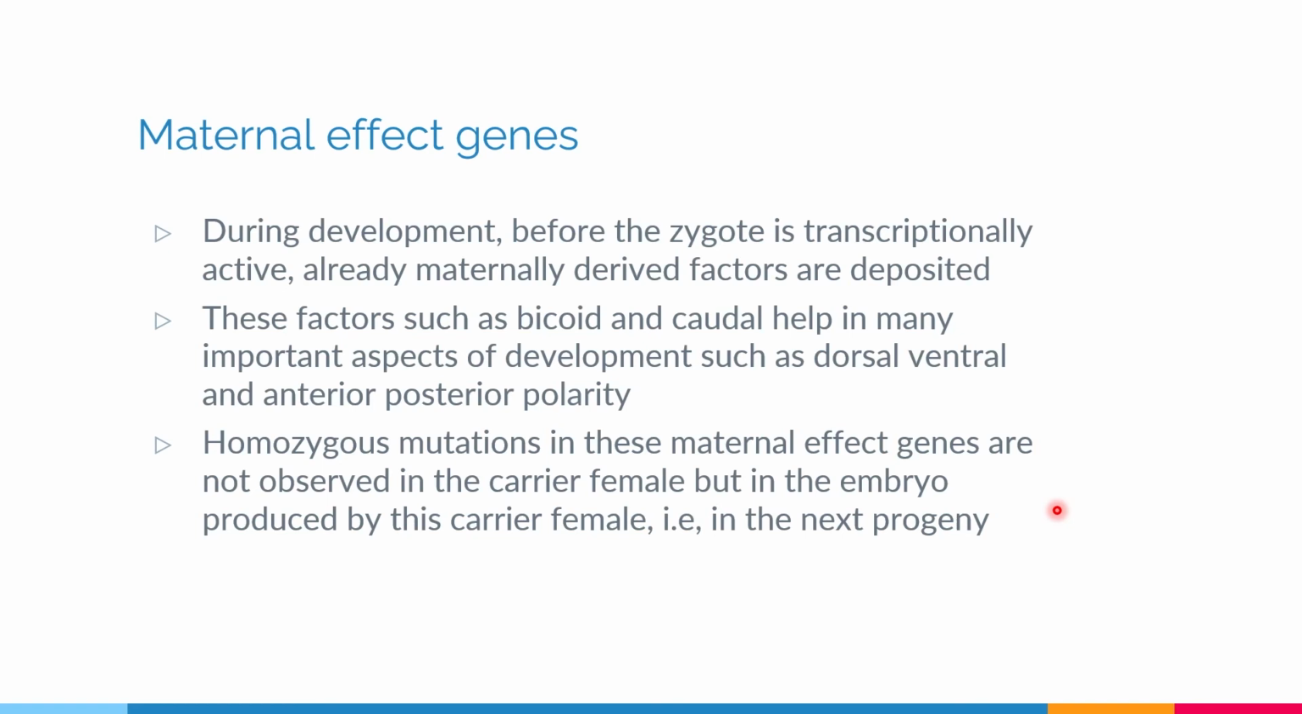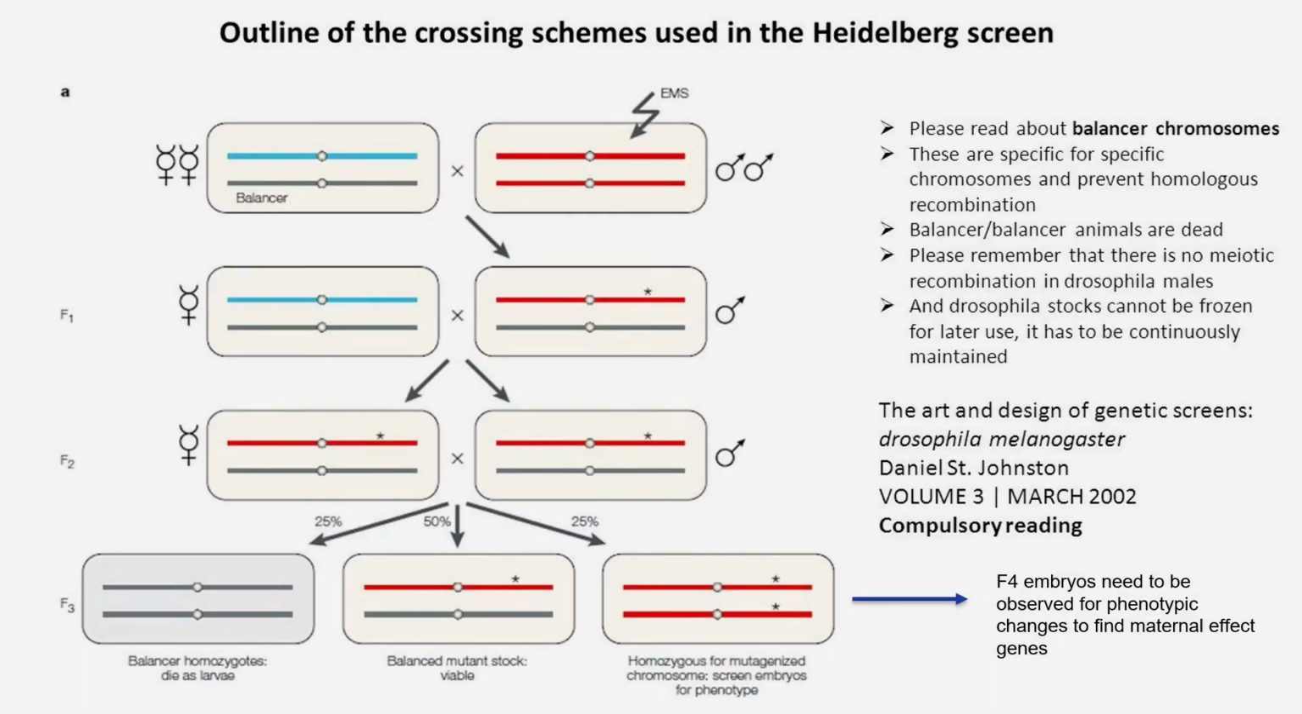But in case of maternal effect genes, since these affect proteins or mRNAs that are deposited in the embryo, the third generation female will develop normally. But when it produces its own embryo, that is the fourth progeny, it will have defects in it. So this is what maternal effect means. This is the outline of the crossing schemes of the Heidelberg screen. We do not look at all of this at the moment. This will probably be seen in detail later on.